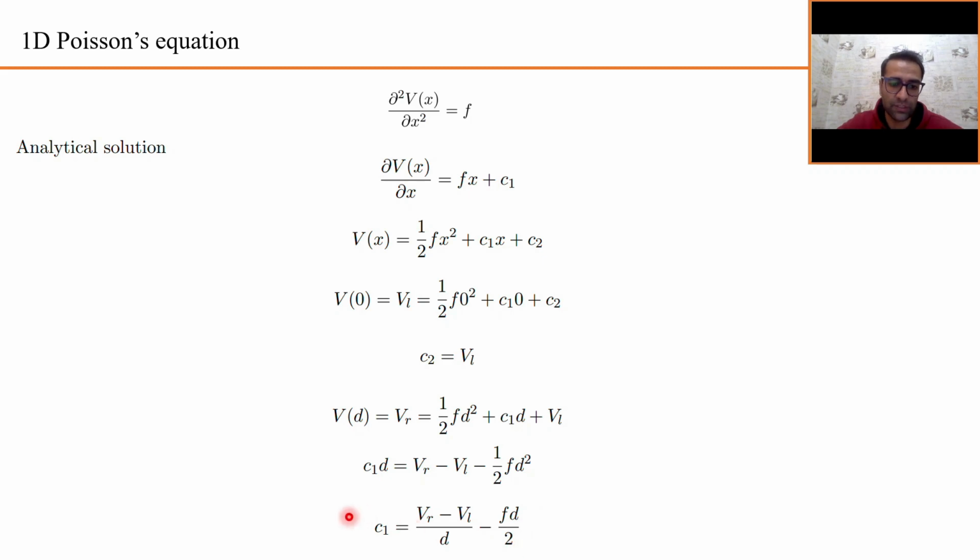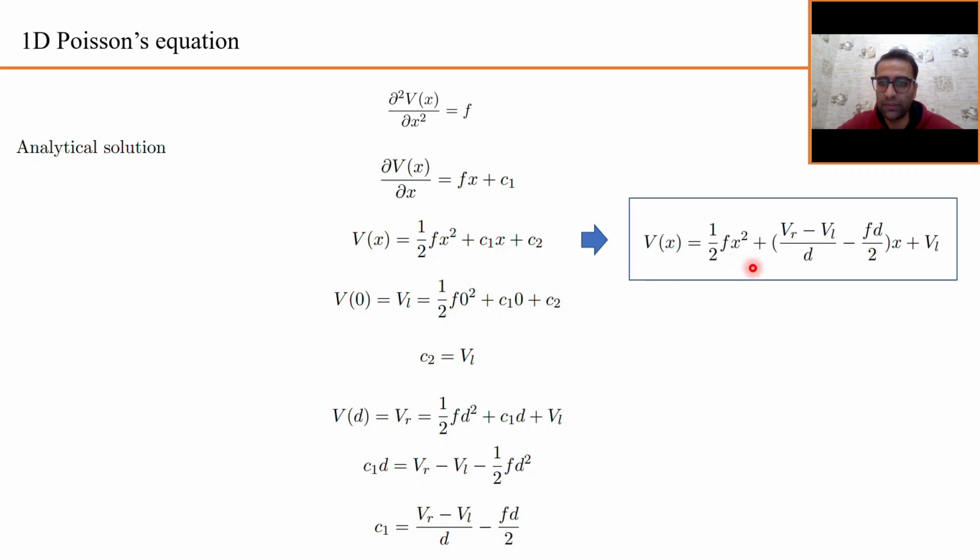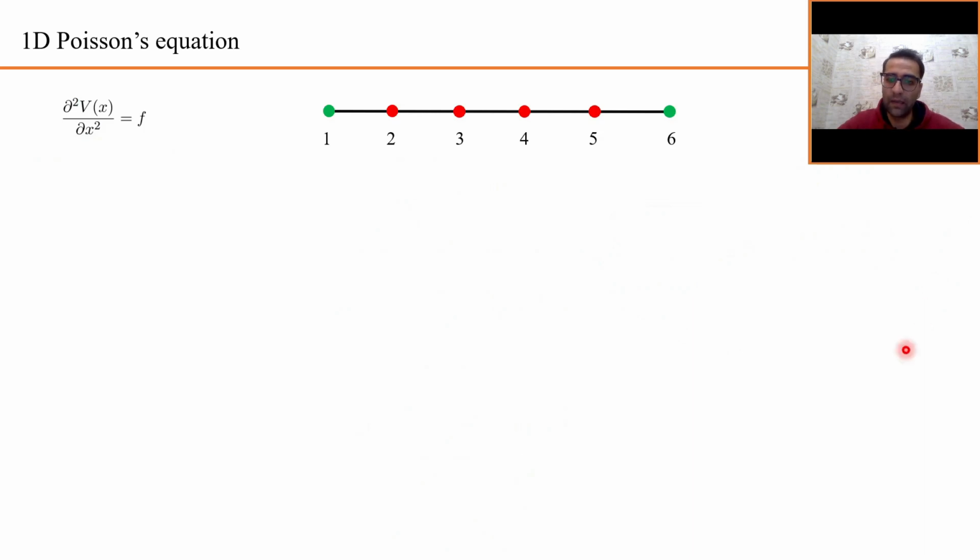So by just substituting c1 and c2 in this analytical solution that we got, it will be the final solution. Very easy. Let's move on.